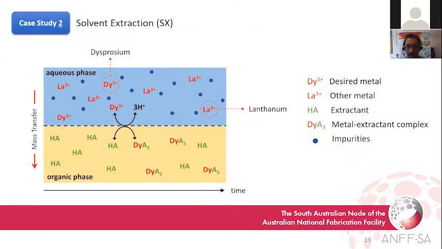After leaching, solvent extraction using various extractants is often used to separate and purify the individual metals, such as rare earth element metals. This schematic figure shows an example of separation of dysprosium from an aqueous phase containing other metals, such as lithium, and other impurities, by contacting the aqueous phase with an organic extractant phase. As you can see in this figure, over a period of time, the solvent extraction has happened and an organic phase is enriched with the desired metal.